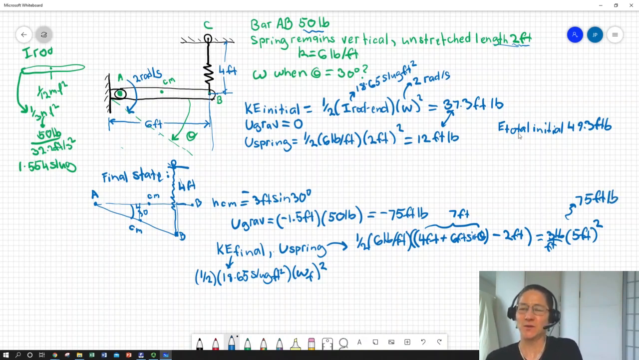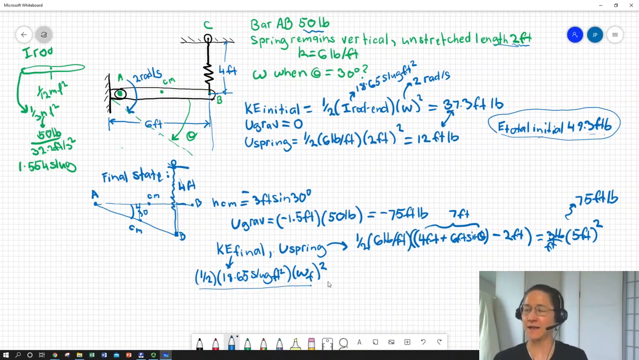So we're going to take our initial total energy of 49.3 foot-pounds. We're going to effectively lose 75 foot-pounds of gravitational potential energy, gain 75 foot-pounds of spring energy. So those two are a wash. So our entire starting energy is going to end up going into simply the kinetic energy of our ending state. That just so happened to work out that way.